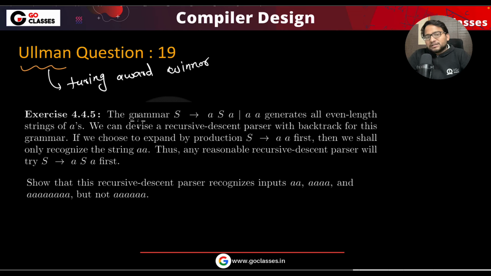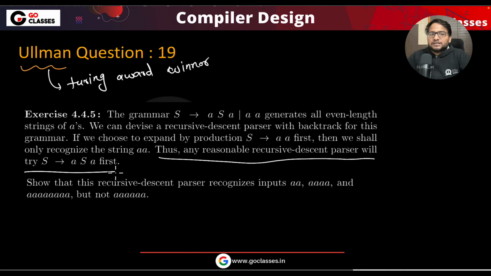Let's see what they are saying. They are saying the grammar S gives AA or small a generates all even length strings of A. We can devise a recursive descent parser with backtrack for this grammar. If we choose to expand by the production A first, then we shall only recognize A. That was the previous question, right? So if we are doing this first, then we shall only recognize A. That's what we have seen. Thus, any reasonable recursive descent parser will first try this.